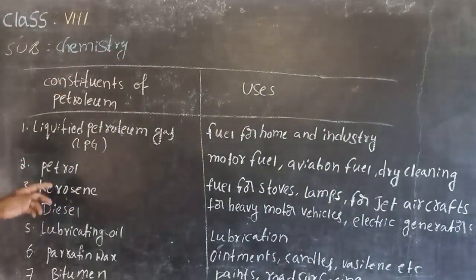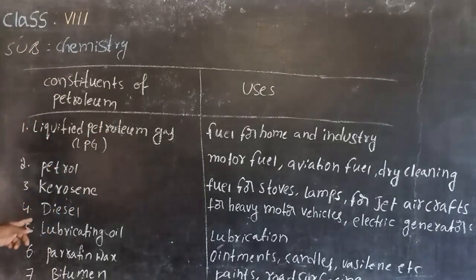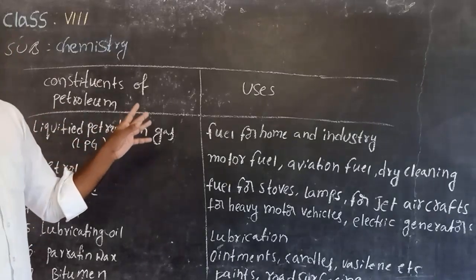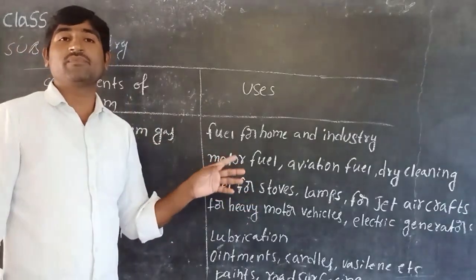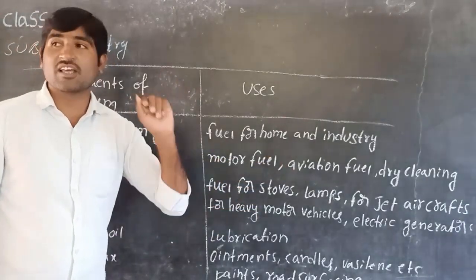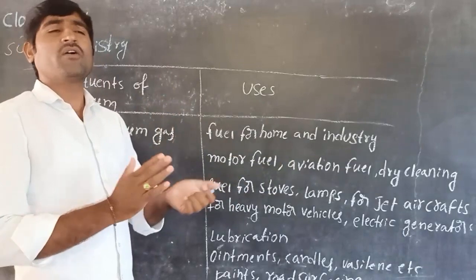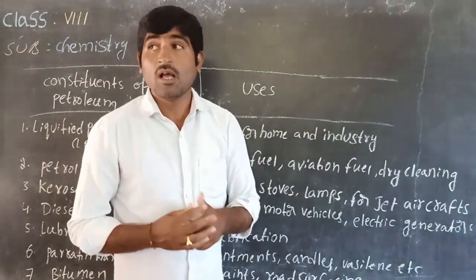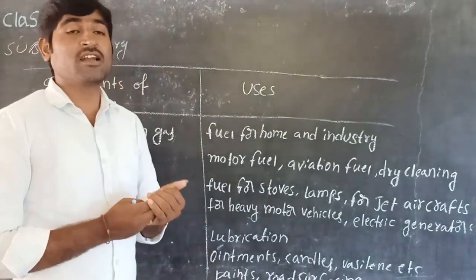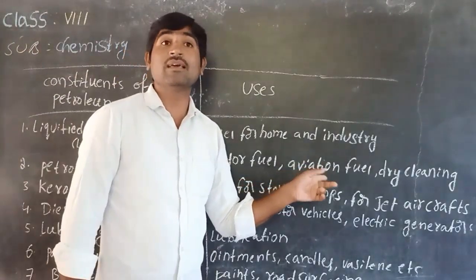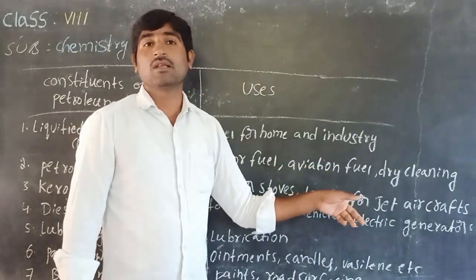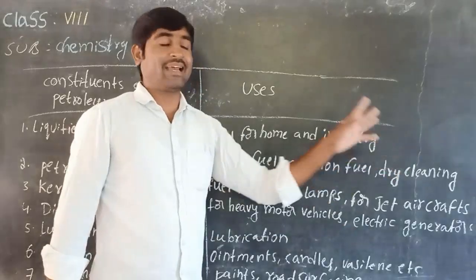Next, diesel. Diesel is also one of the constituents we obtain from the petroleum. It is used as a fuel for heavy motor vehicles and to generate electricity. That is, further we use electric generators. So whenever the power is off, at that time we use a generator. Generator is producing the electricity. How is the generator producing electricity, children? By using diesel as a fuel, we are converting mechanical energy into electricity.